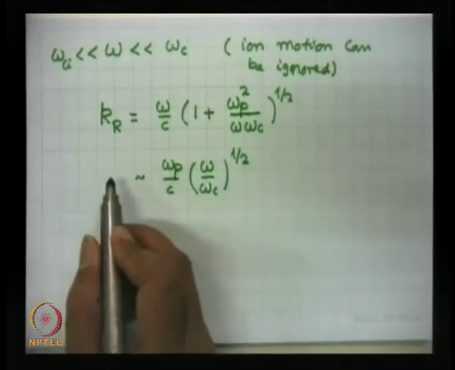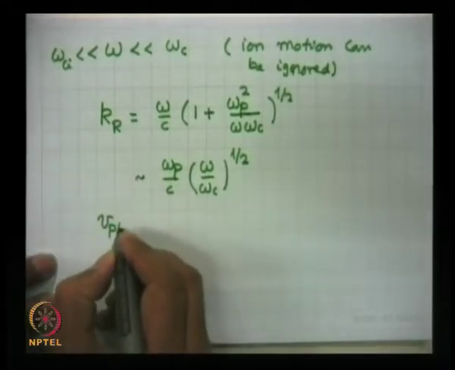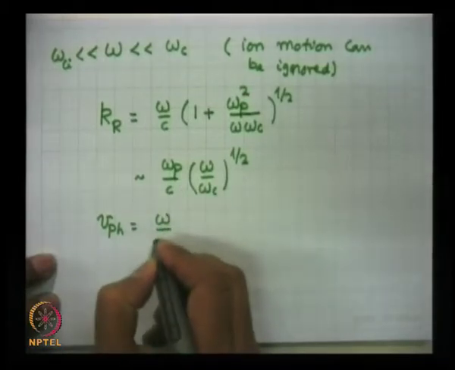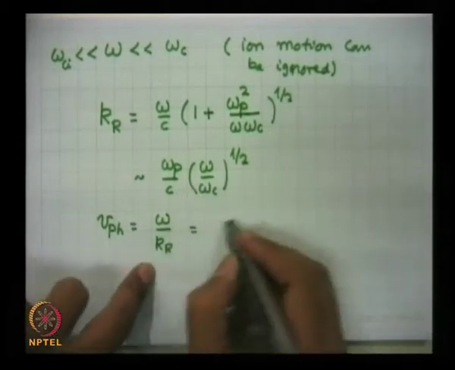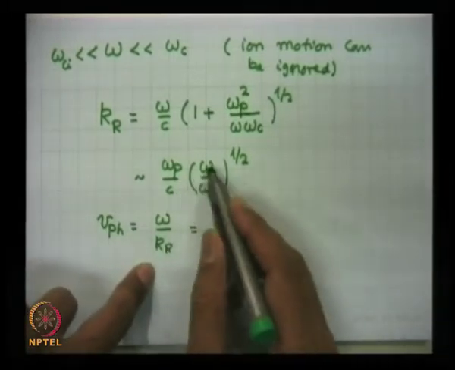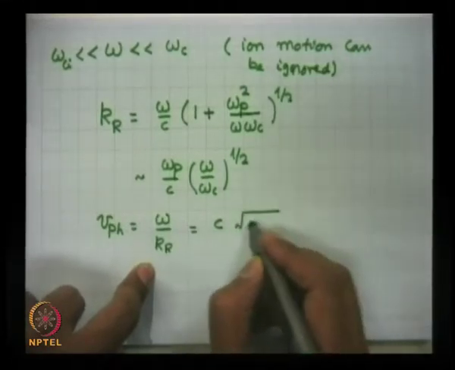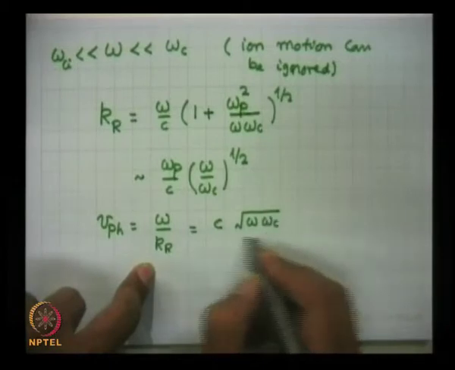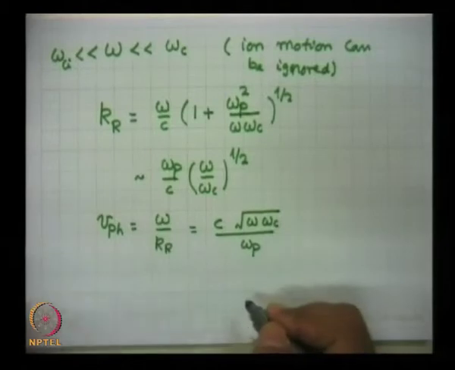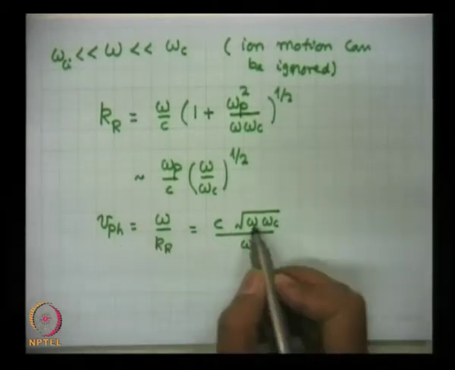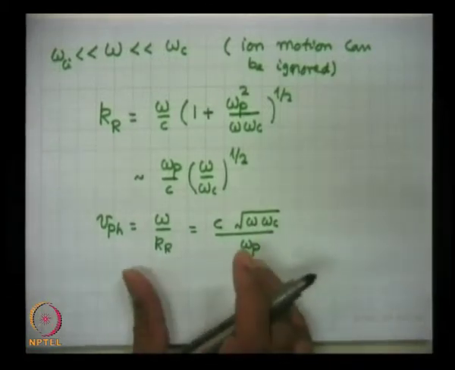This is a wave which has a phase velocity v phase, which is defined as omega upon k r, and that would be c. Just divide this, so you will get this is equal to c under root of omega omega c upon omega p. The phase velocity increases with frequency as under root. It is a dispersive medium.